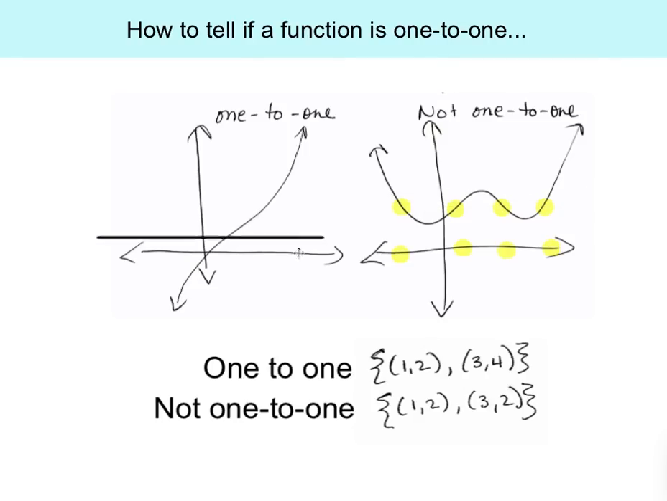If a graph is one-to-one, it will pass the horizontal line test. If a graph is not one-to-one, it fails the horizontal line test, and the horizontal line goes through more than one point on your graph. If I look at sets of ordered pairs, I can tell if a set is one-to-one by looking at the y values. If I don't have the same y value listed more than one time, then it is one-to-one. My top set is one-to-one, whereas my bottom set is a function because I don't have the same x value going more than one place, but it is not one-to-one because 1 is mapped to 2 and 3 is also mapped to 2.